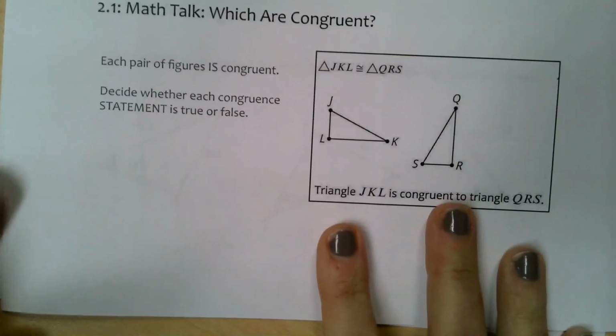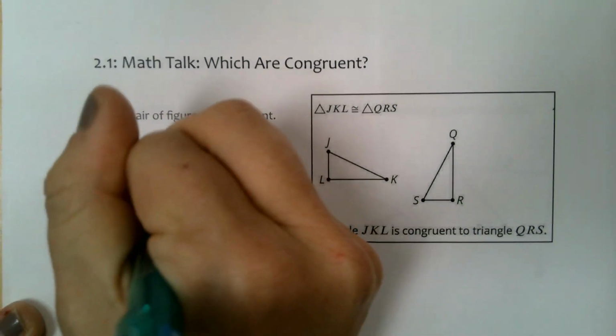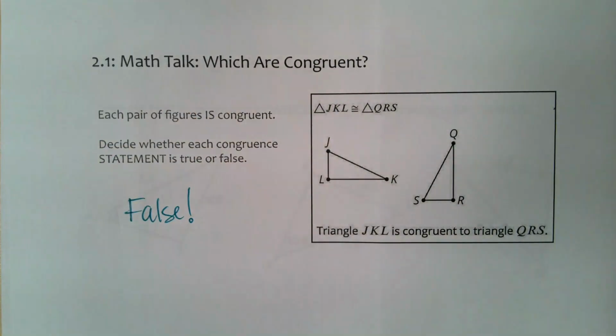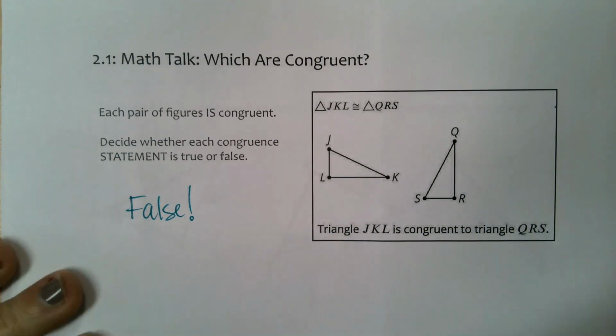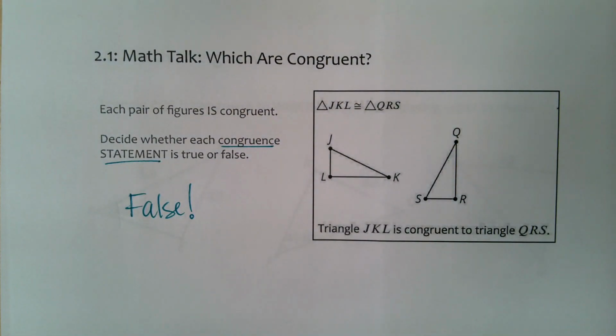All right, let's look at our third one. You guys know the drill now. Given the image, true or false, triangle JKL is congruent to triangle QRS. All right, good job. False again. And remember, it's not, do they look like they're the same image? It's, is the order correct? So is the congruence statement correct? That's what's important here.